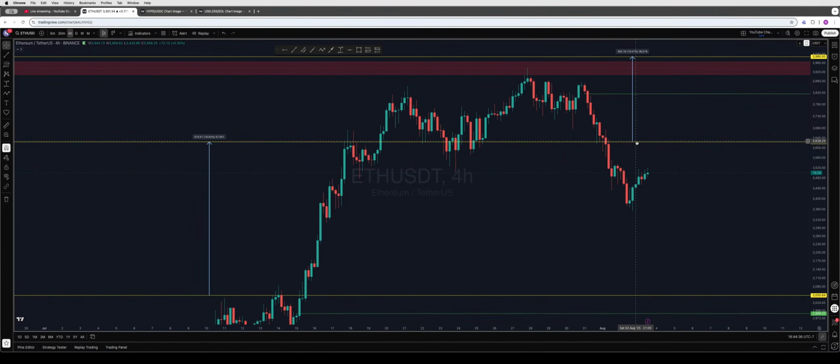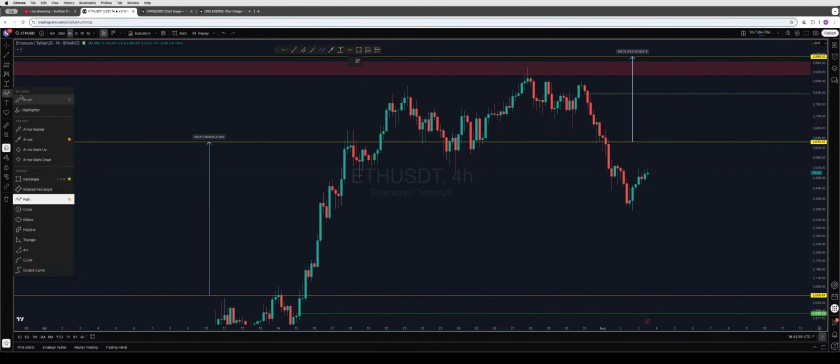4 hours, if we actually can reclaim this right here, I actually like us to at least test the local highs right here and test possibly 4K area. I would like to see some sort of a bottom formation. Maybe we can put in some sort of an inverse head and shoulder type of pattern or something. Here, like this.